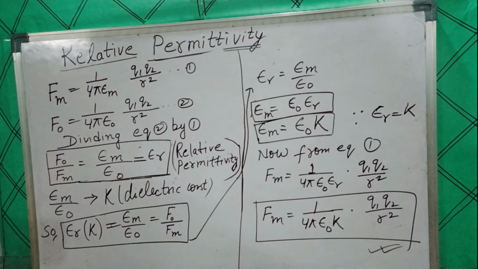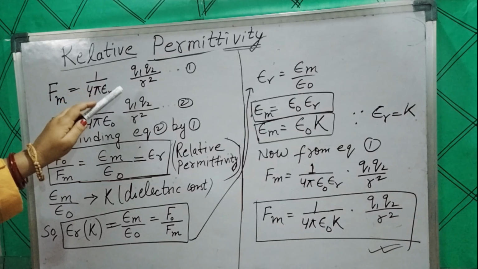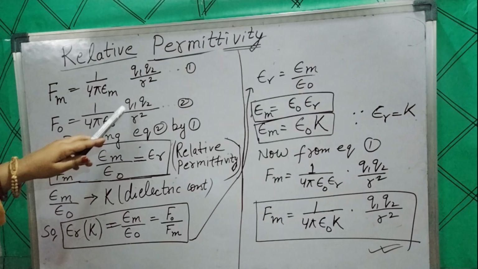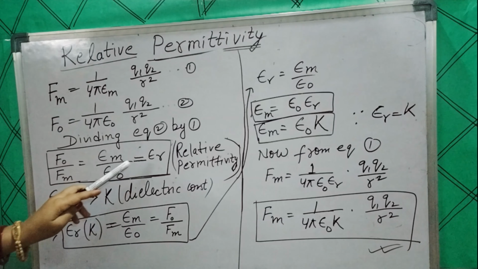Now let us discuss relative permittivity, very important. We know that the force between two charges Q1 and Q2 located at a distance r in a medium is given by Fm is equal to 1 by 4 pi epsilon m, Q1 Q2 by r square, which is equation 1. The same two point charges located in a vacuum give F naught is equal to 1 by 4 pi epsilon naught, Q1 Q2 by r square, as equation 2. Dividing equation 2 by equation 1, we get F naught by Fm is equal to epsilon m by epsilon naught is equal to epsilon r.